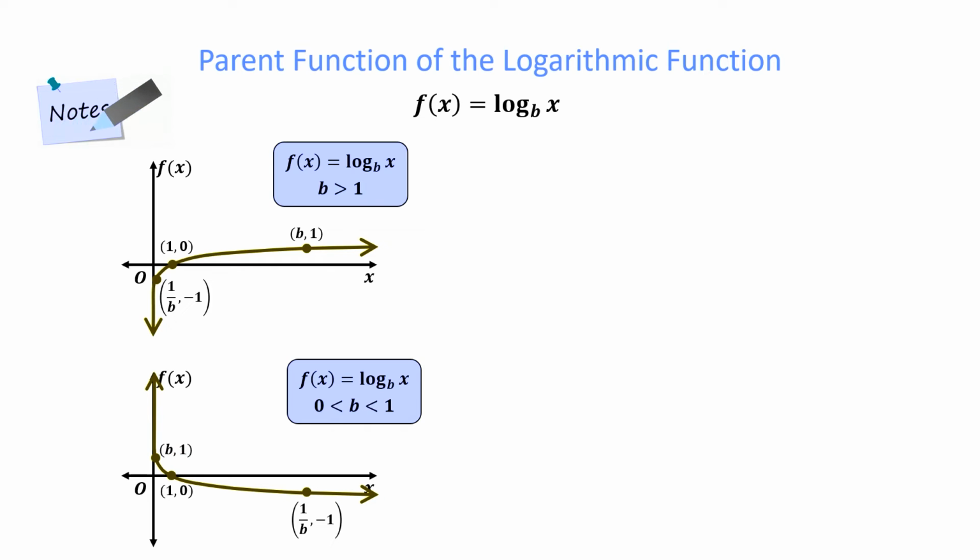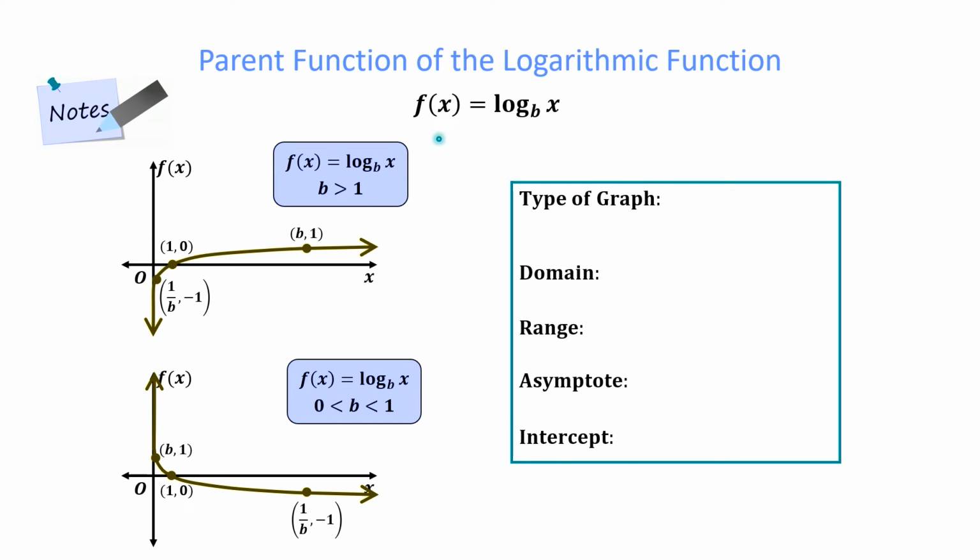So now that we have these two graphs, we can analyze them to find these properties of the parent function. So for the type of graph this is, we know it's continuous and it's 1 to 1. So it's continuous because there are no points of discontinuity. And if you apply the horizontal line test, we can see it's 1 to 1.